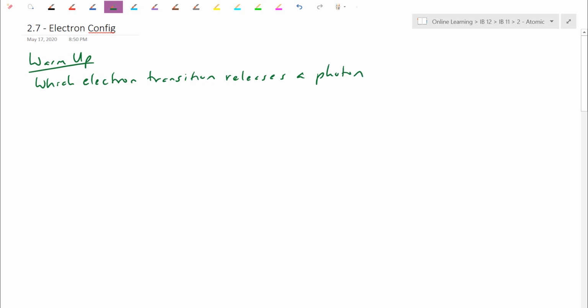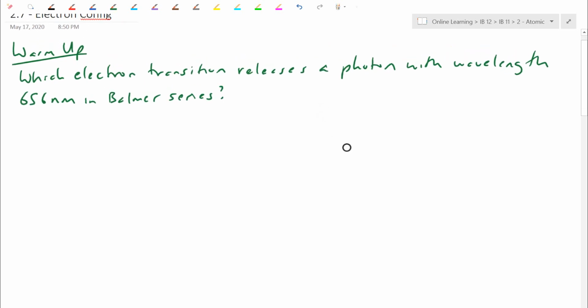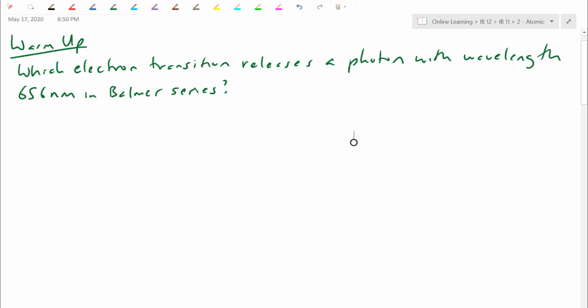Releases a photon with a wavelength of 656 nanometers. That corresponds to the red wavelength that laser pointers are using in the Balmer series. So let's try this question just for practice. You might need to refer to your notes from yesterday for some of the constants and the equations. As always, I like deciphering through the problem.